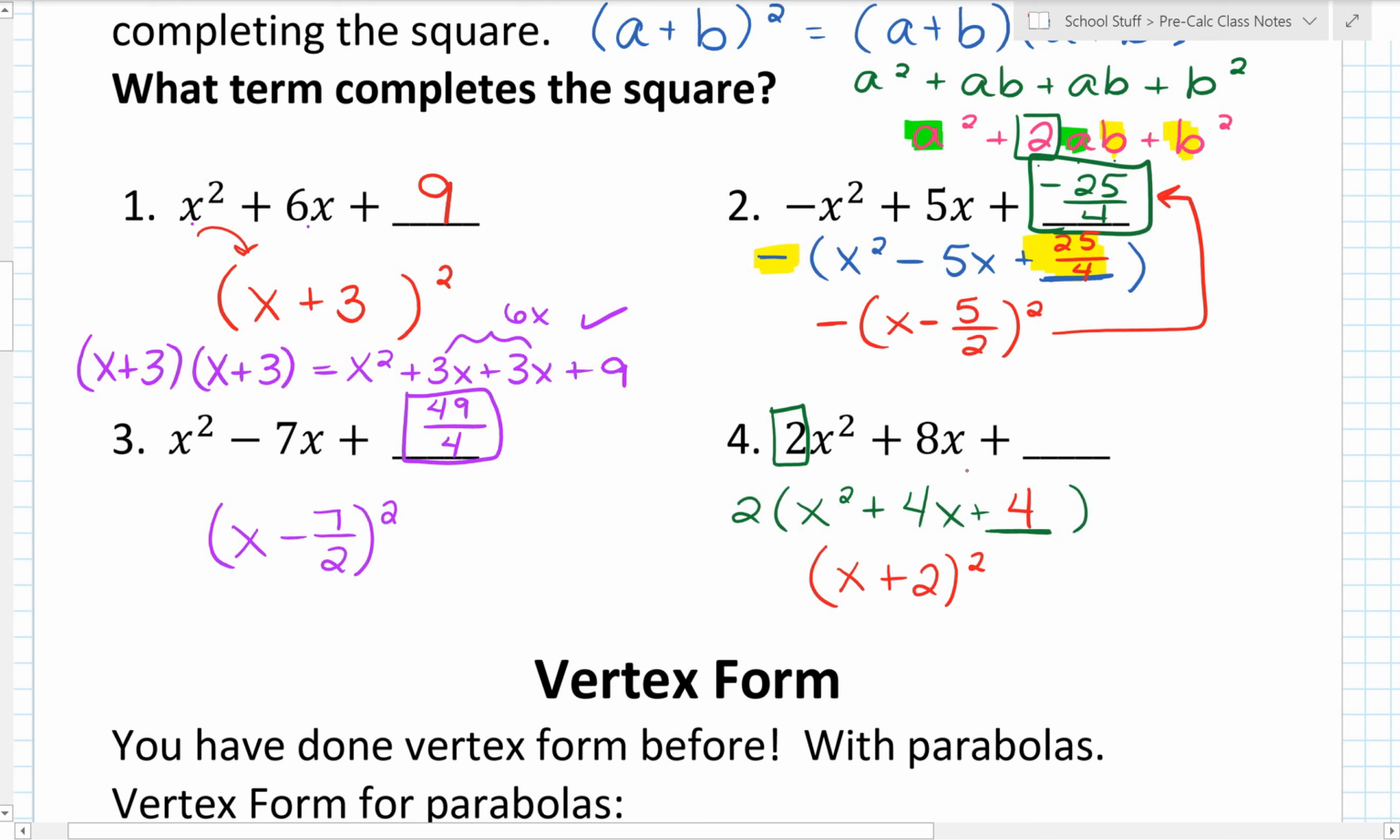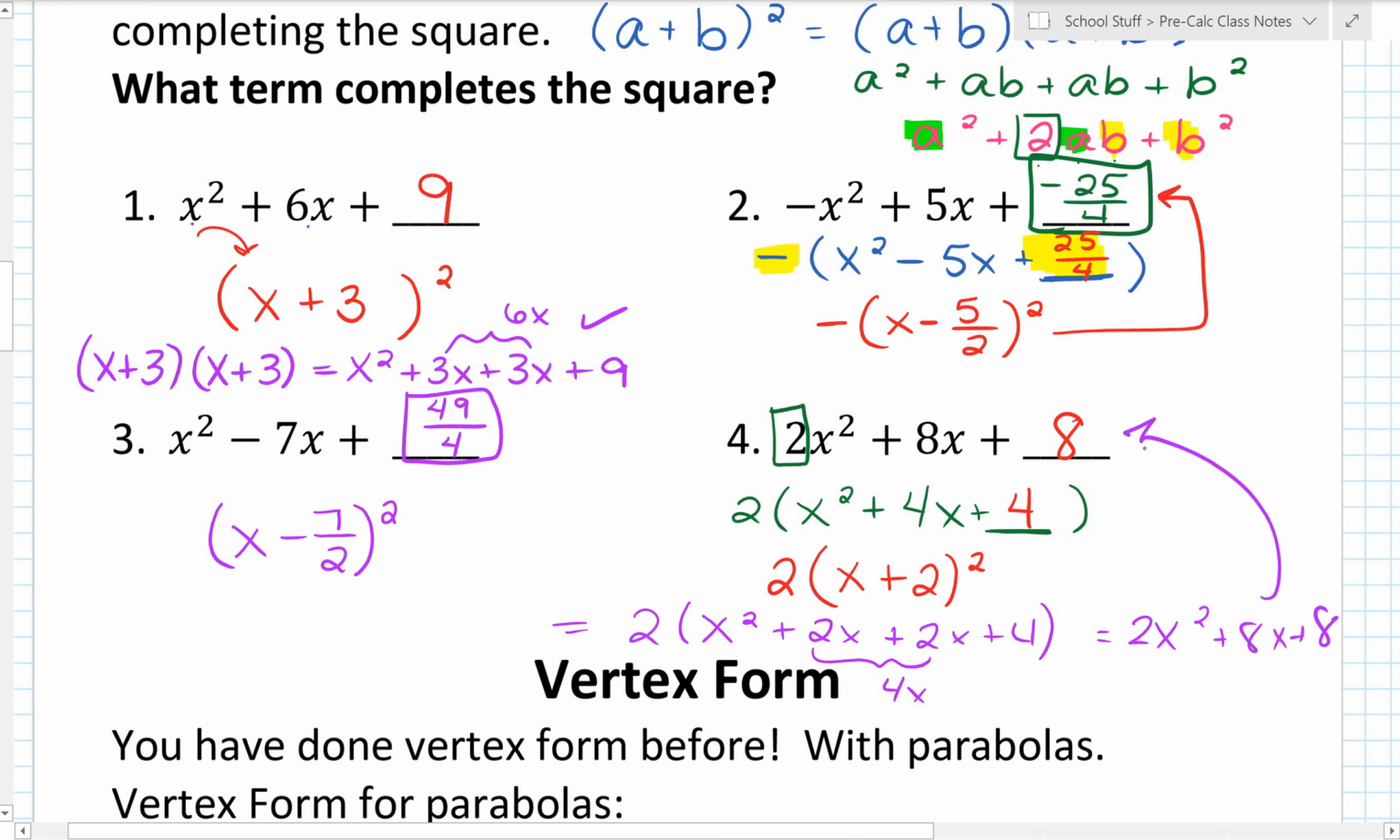But I didn't just put in a 4 there. There was a 2 out in front. So 2 times 4 is 8. And so the number that completes this perfect square is 8. And I can always check these by foiling them back out. So this would be 2 times x squared plus 2x plus 2x plus 4. So that is 4x. And 2 will give me 2x squared plus 8x plus 8, which is what we wanted. You don't have to do that. I'm just trying to illustrate for you here that that is the same thing.